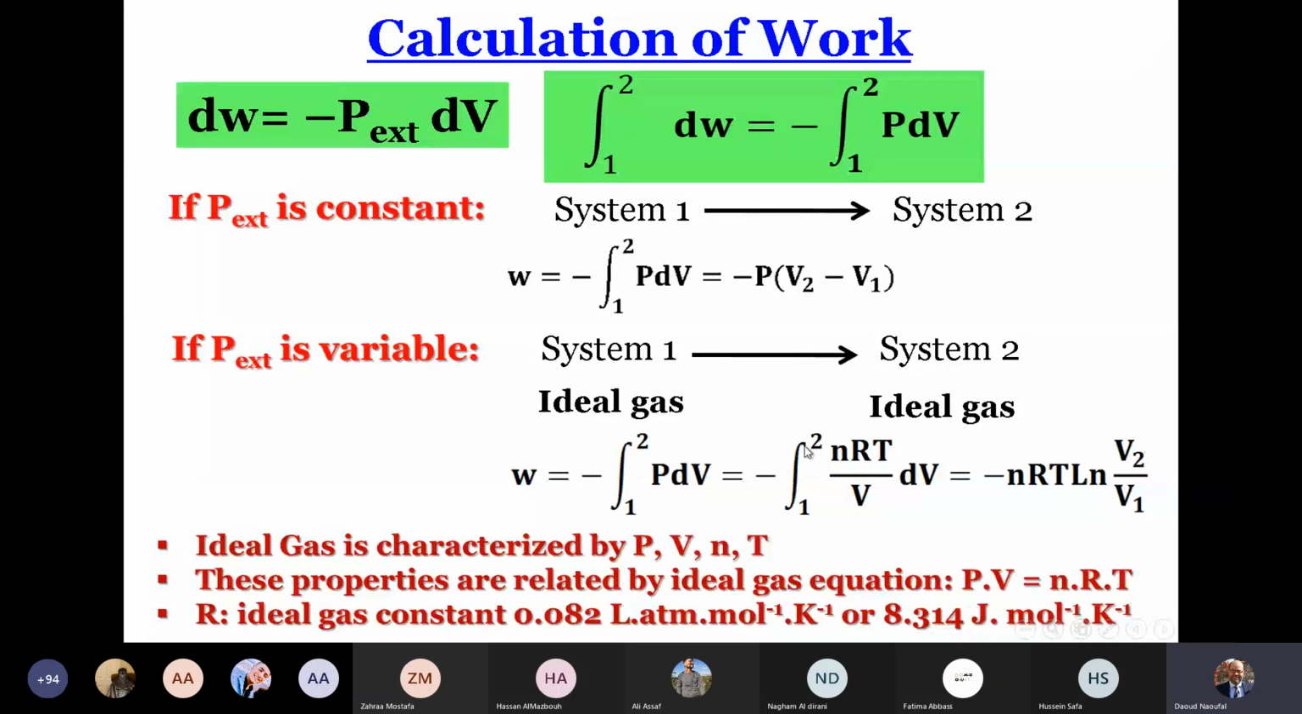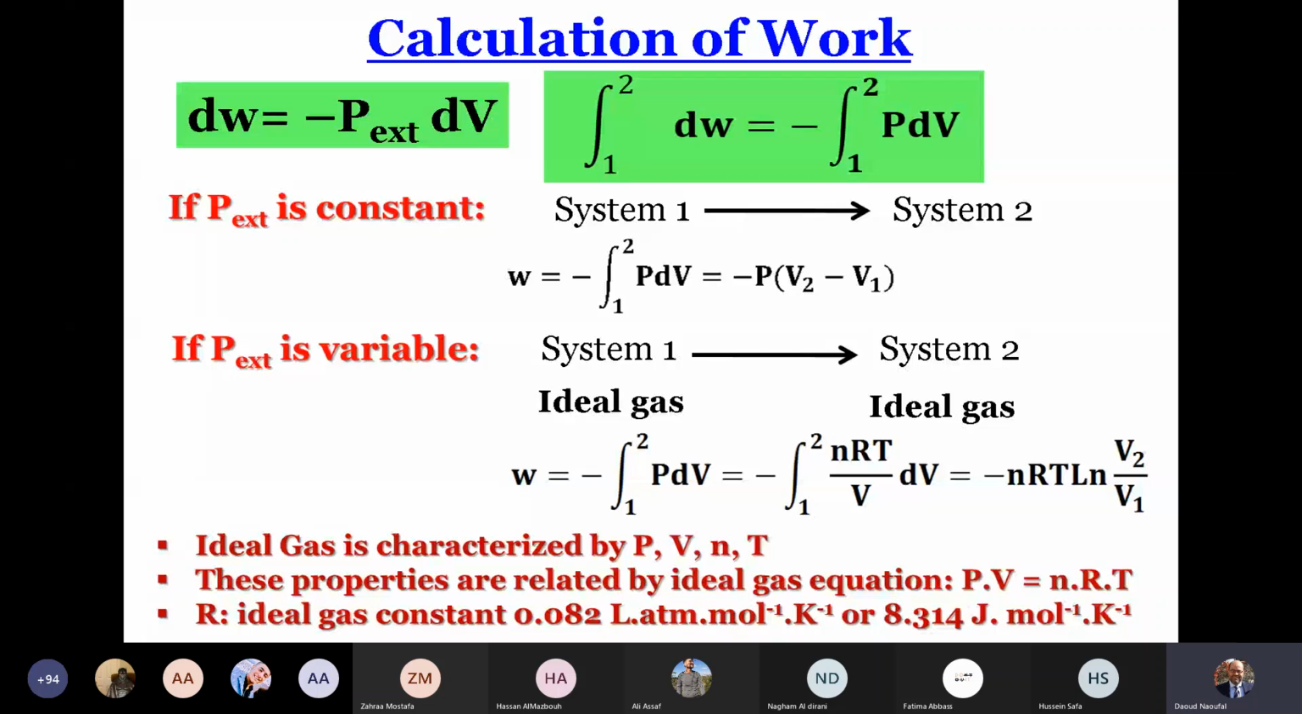So we obtain minus nRT times the integral from 1 to 2 of 1 over V dV. The solution of the integration is ln V. So W equals minus nRT ln of V2 divided by V1. These two relations can also be applied directly without a proof. For a transformation from system 1 to system 2 where the pressure is maintained constant, W equals minus P delta V directly.